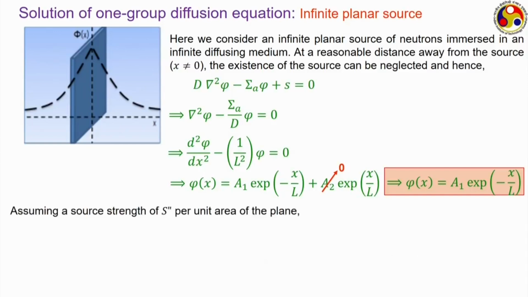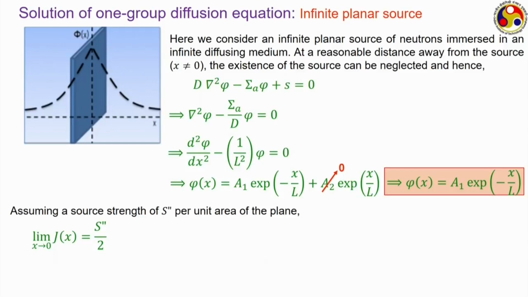Now, let us consider S double prime as the source strength per unit area of the plate. That is, the plate is emitting neutrons at a rate of S double prime neutrons per unit area per second, say, for the plate. So, this source strength S double prime or this neutron emission per unit area should be equal to the neutron current density at the center line, that is limit x tends to 0 J x should be equal to S double prime by 2. Why is this by 2 coming into picture?